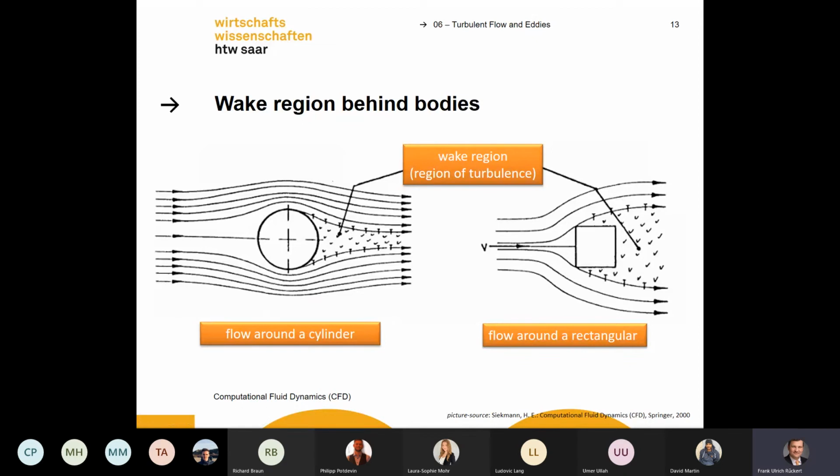Okay. Let's have a look at how the vortices are formed. You always have this kind of wake region after a body or after a cylinder. You have this region of turbulence after the cylinder. And you can have a round body, or you can have a rectangular body. And after this rectangular body, you see this kind of turbulence. Yeah, you see this kind of swirls.